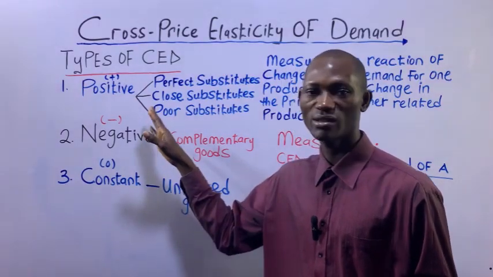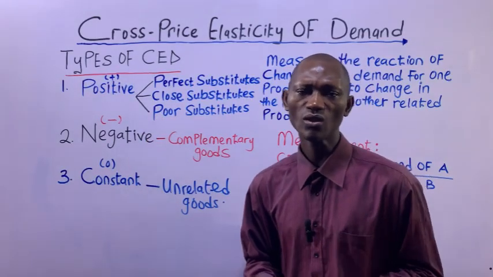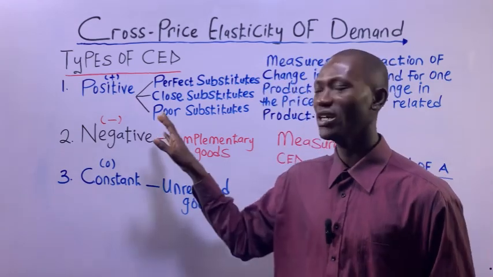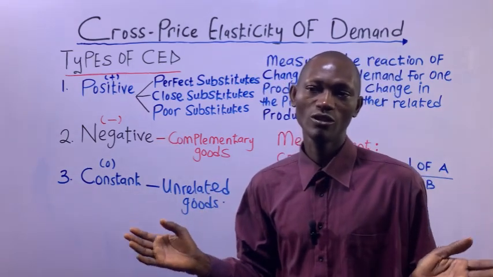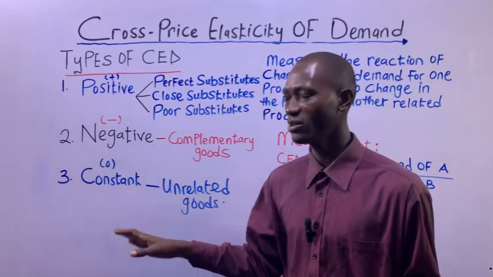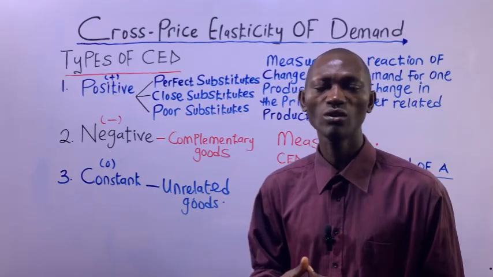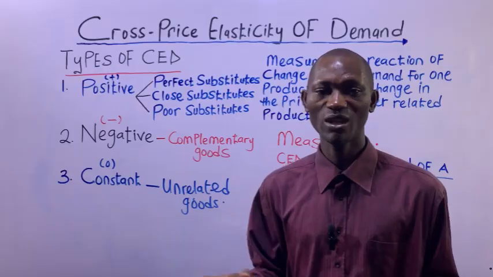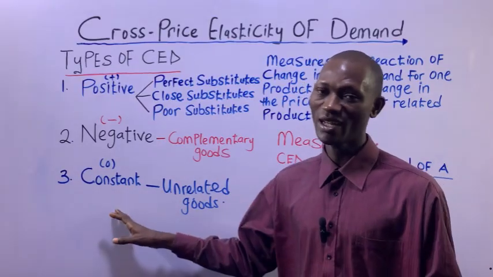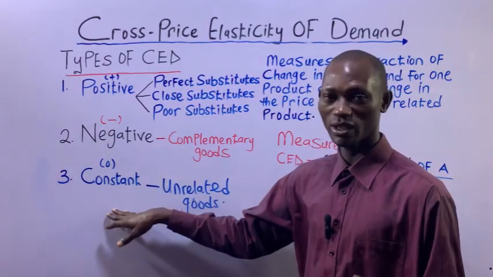So let's start off with types of cross price elasticity of demand. There are three types of cross price elasticity of demand. Although some are of the opinion that there are just two, basically three. All right, because there are goods that have no relationship whatsoever. That means a change in the price of one will have no effect whatsoever on the demand for another product, and that's with respect to unrelated goods, and that's where you have constants. But that aside, we're still coming back to this.